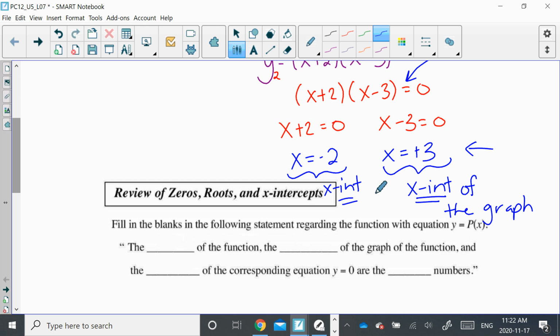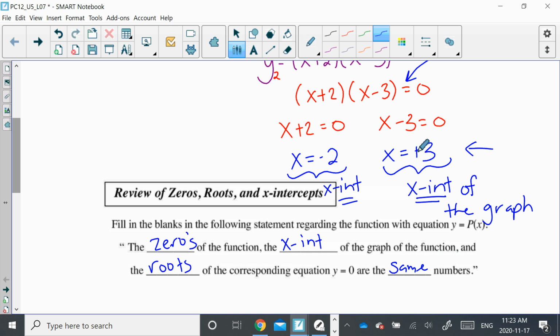It says fill in the blanks in the following statement regarding the function with the equation y is equal to p of x, the polynomial equation, which was a second-degree polynomial. So what we're going to write in is the zeros of the function. The zeros of the function produce the x-intercepts of the graph of the function, and we call them the roots of the corresponding equation when y is equal to 0. These are all the same number. And those numbers are -2 and 3.